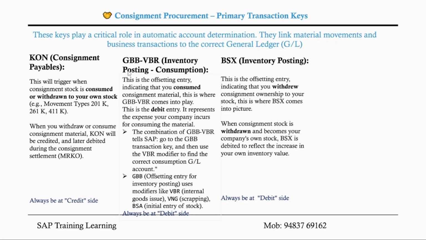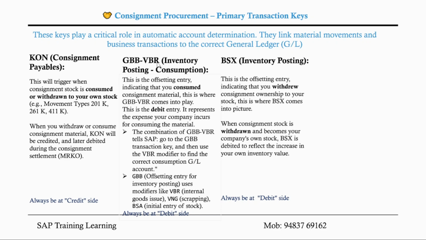Okay, when it comes to GBB VBR, this is inventory posting consumption. Whenever there is consumption of consignment stock, to offset that entry, you are consuming it. There are two ways you can consume. One is direct consumption, and there will be no value. Another one is through production consumption, and there will be a value after consuming, right? So these two you can represent with GBB VBR. GBB is the transaction key, VBR is the modifier.